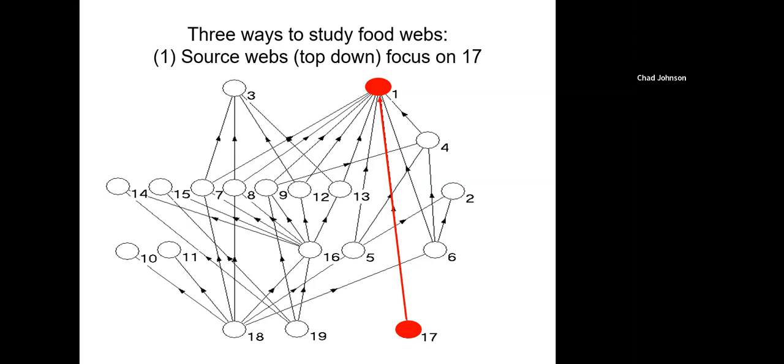If we were going to draw a web and we focused on 17, 17 is a resource, but the web that's being drawn is showing from top down who is a consumer of 17. We're focusing on 17, who consumes 17, and the answer is only one. That's a top-down web because we're looking up from the resource, asking who gets the energy from top-down consumption of this resource.